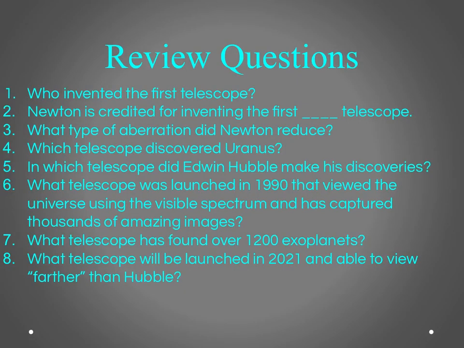Okay, so review questions. Who invented the first telescope? Know that Newton is credited for inventing the first reflecting telescope. What type of aberration did Newton reduce with his telescope? Which telescope discovered Uranus? In which telescope did Edwin Hubble make his discoveries? What telescope was launched in 1990 that viewed the universe using the visible spectrum and has captured thousands of amazing images? So we saw a video on that today. What telescope has found over 1,200 exoplanets? What telescope will be launched in 2021 and be able to view farther than the Hubble?